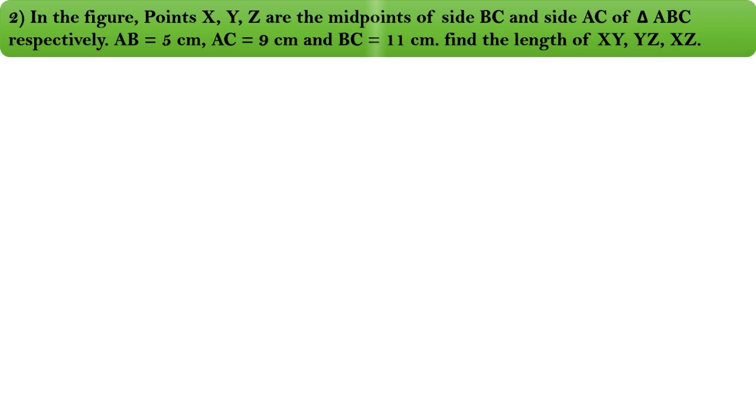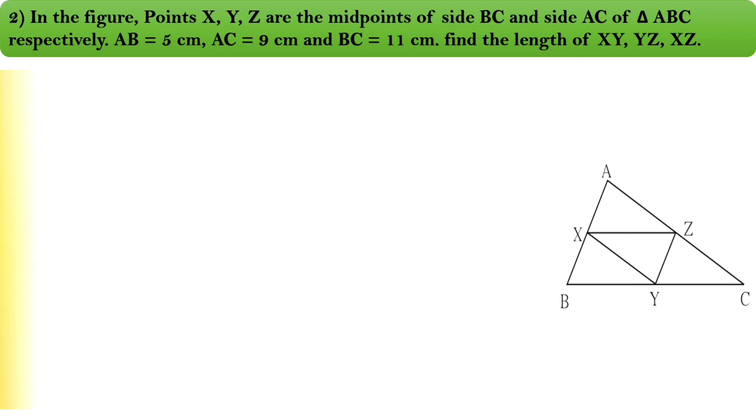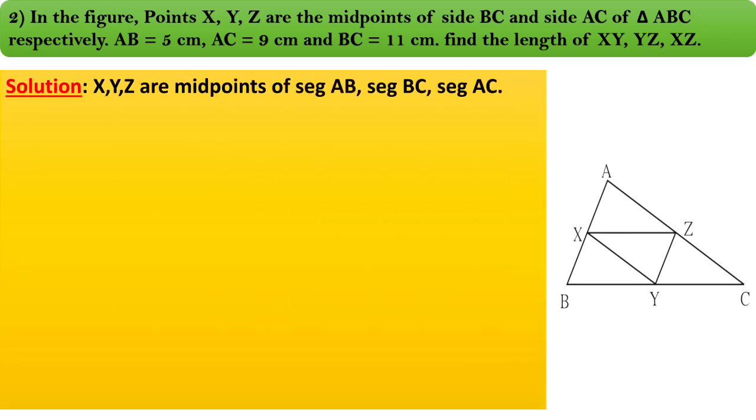And side AB is also given. Of a triangle ABC, respectively, AB is given 5 cm, AC is given 9 cm and BC is given 11 cm. Find the length of XY, YZ and XZ. So here what we will use? Midpoint theorem.